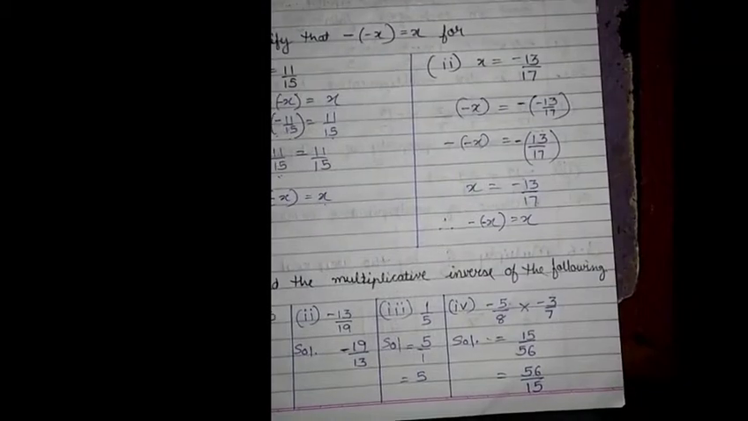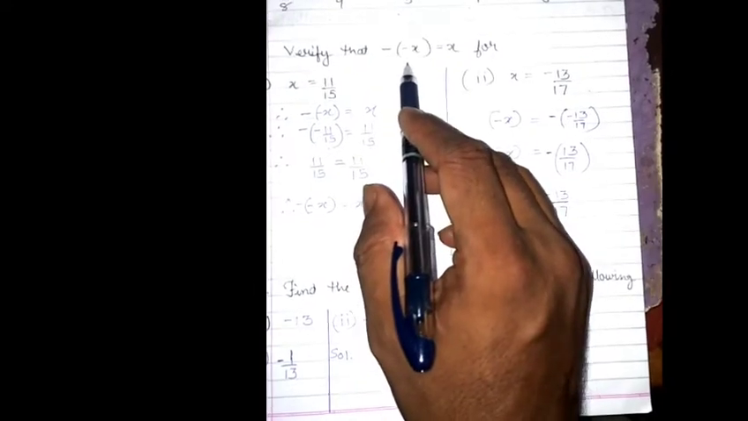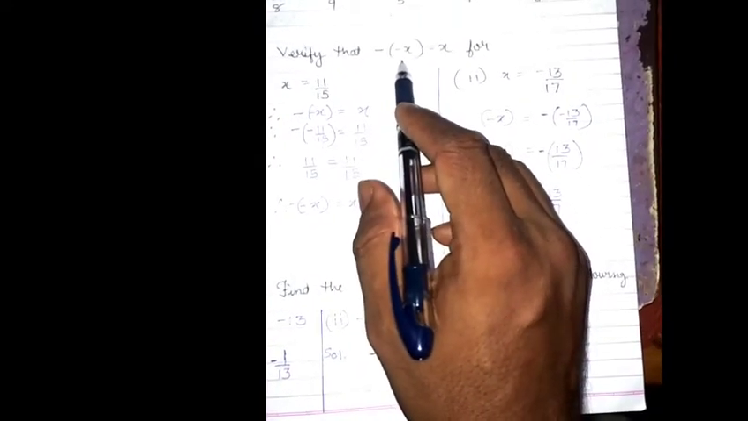Now let us check the another value, negative 13 upon 17. Write down this condition as it is. Now this is the another method. What I will do, first write down the value of x, that is, the value of x is given as negative 13 upon 17. Then I will try to find the value of negative x.